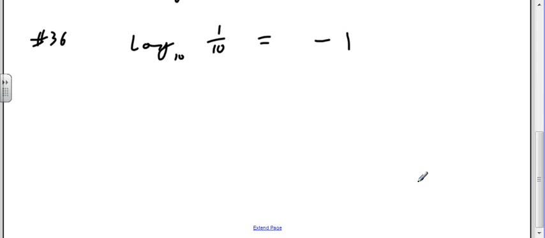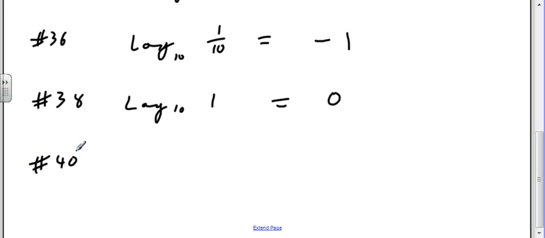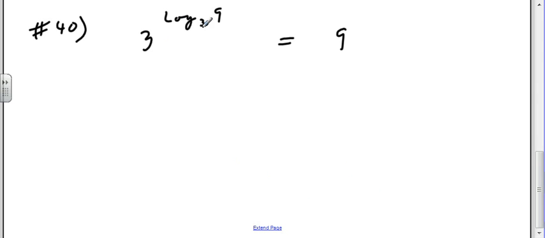Might as well do 38 while we're at it, right? 38. Log base 10 of 1 is 0. And that one works in my calculator too. All right, number 4. 3 to the log base 3 of 9 is 9. Right? Because log base 3 of 9 is 2, so this becomes 3 squared, which is 9. And yeah, that's what that is.